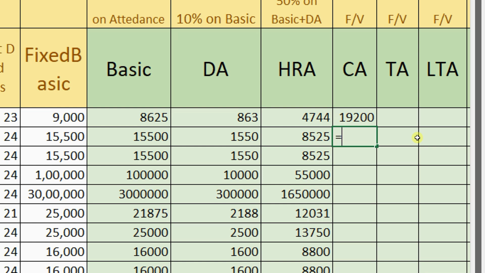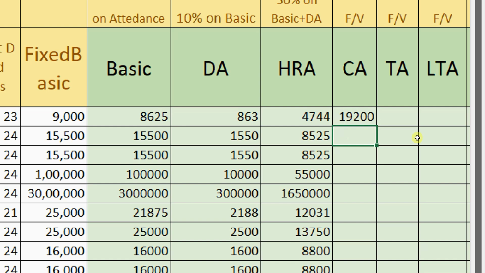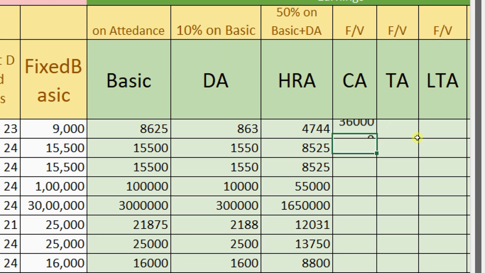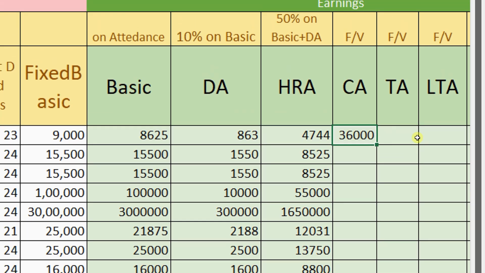Let's say you have received monthly CA of 3,000 from your employer. So yearly you received 36,000, but 19,200 is exempt. The balance is taxable. You need to show that as income from salary. You need to pay taxes on it. You remember I showed you in the last class, ITR 1 filing, professional tax paid minus, that can also be shown.